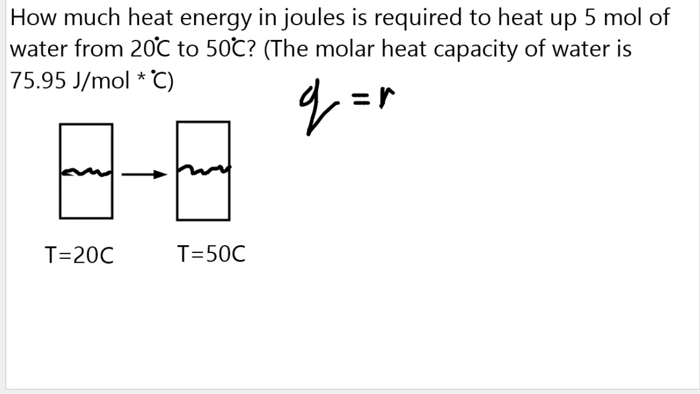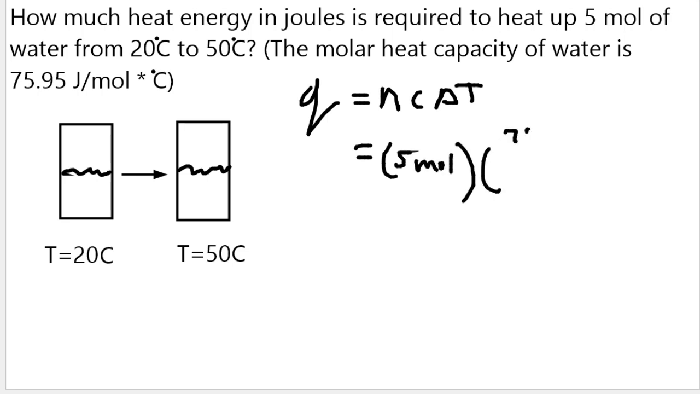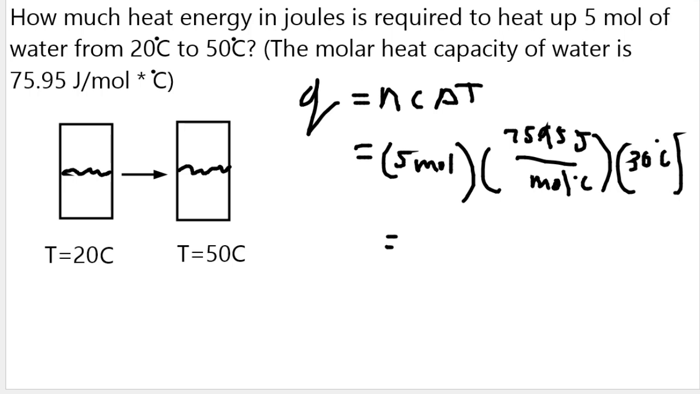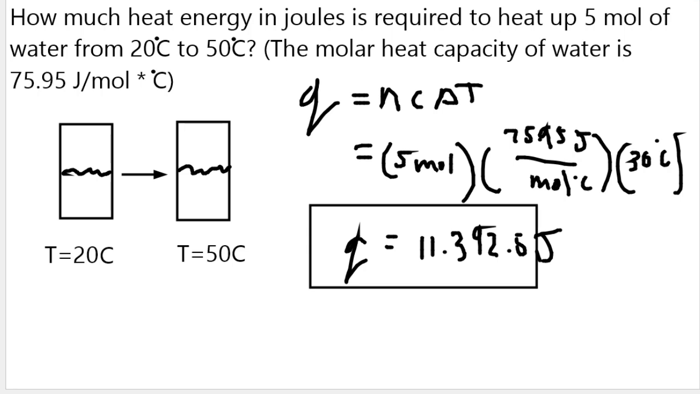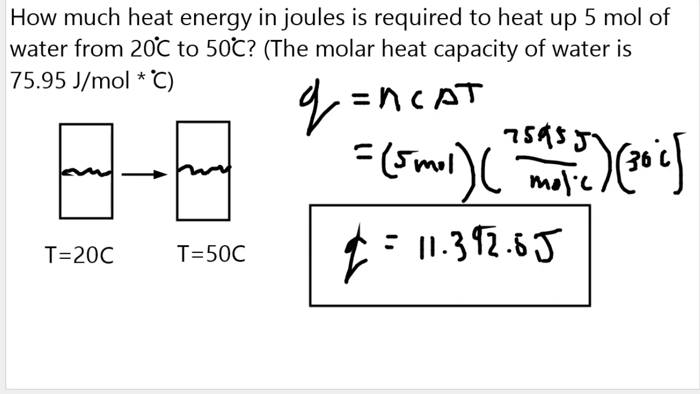How much heat energy in joules is required to heat up 5 moles of water from 20 degrees Celsius to 50 degrees Celsius? And we have a given molar heat capacity of water. That's going to be 75.95 joules per mole times Celsius, not Kelvin. And we have the change in temperature. That's going to be 50 degrees minus 20 degrees, so that's 30 degrees. So the energy required to heat 5 moles of water from 20 to 50 is going to be 11,392.5 joules. So that's a lot.